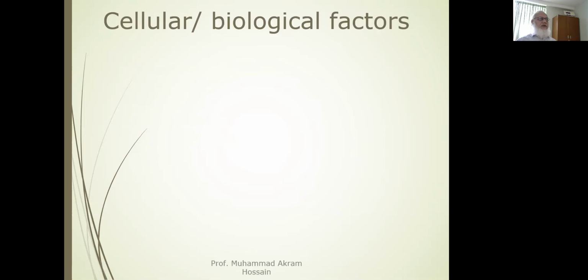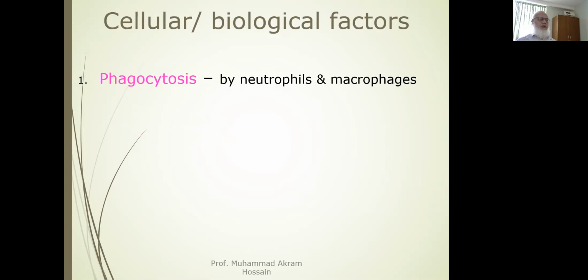Cellular and biological factors, you know, phagocytosis. Initially, the immunologists were divided into two groups: one group was the phagocytic group, another was in favor of antibody-mediated immunity. Elie Metchnikoff was in favor of the phagocytosis group because he discovered phagocytosis. In innate immunity, there are two cells, neutrophils and macrophages. These cells also cause phagocytosis, and opsonized, facilitated phagocytosis in acquired immunity.